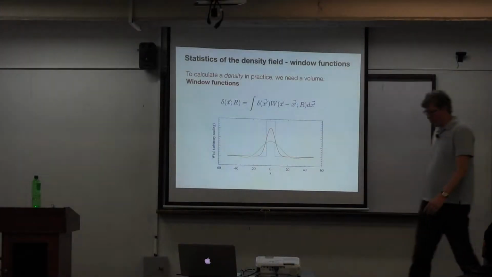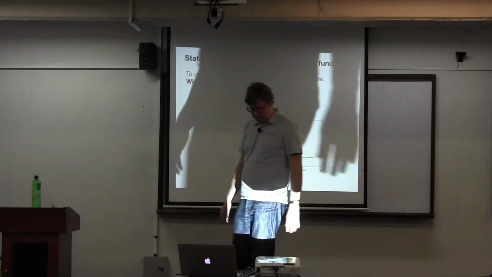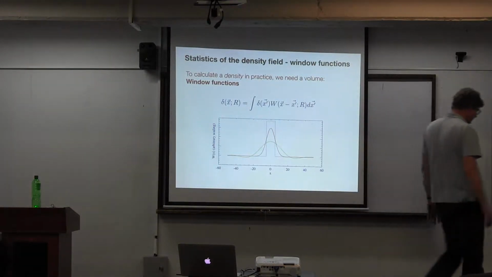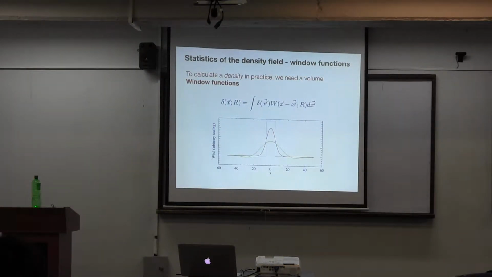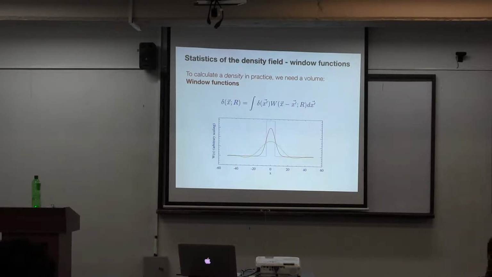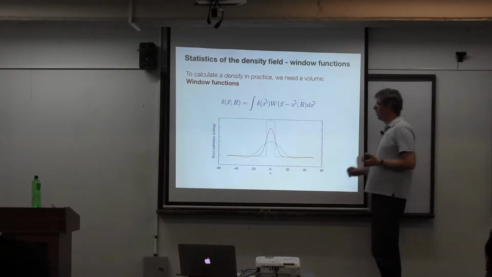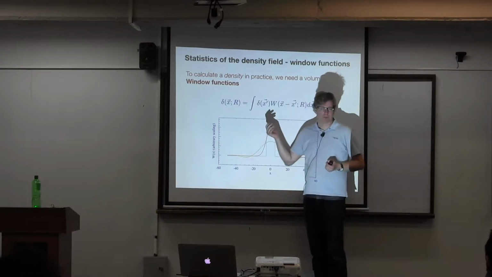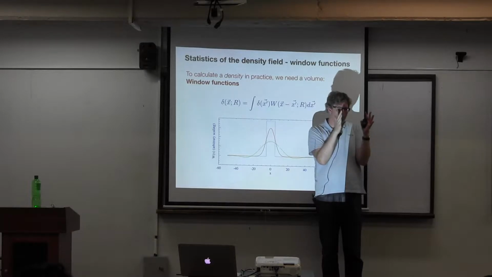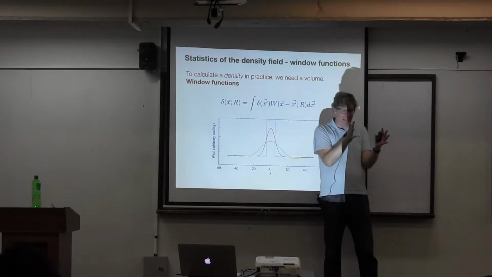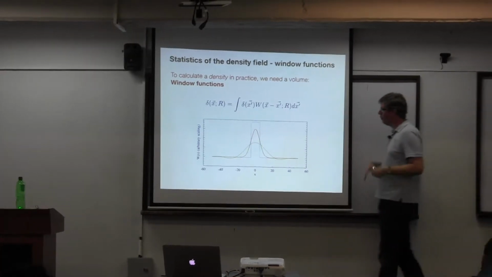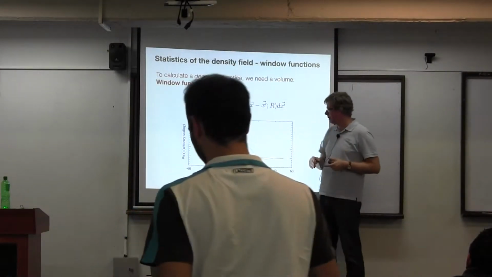Okay, so now we're going to continue with this slightly technical part of the lectures. Just before the break, I introduced these two concepts. One is the window function. A window function basically focuses in on some part of space, and it allows you to calculate the overdensity in that part of space.